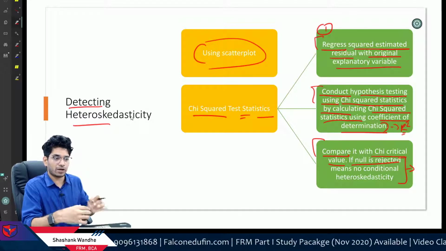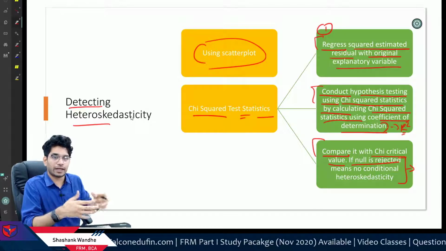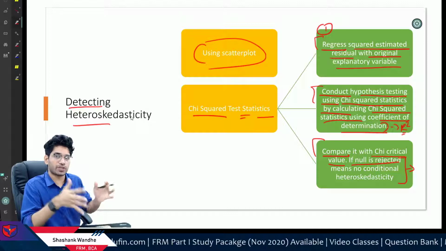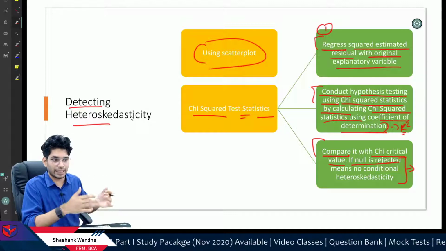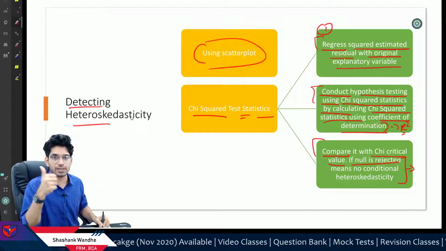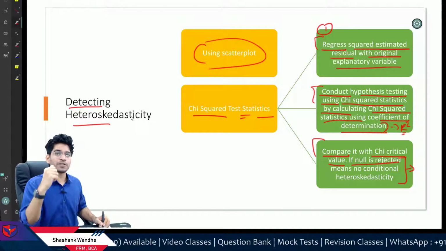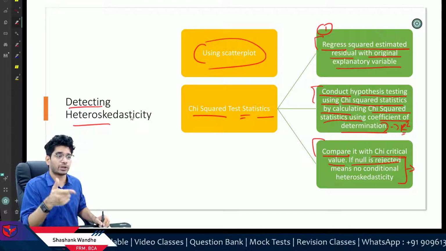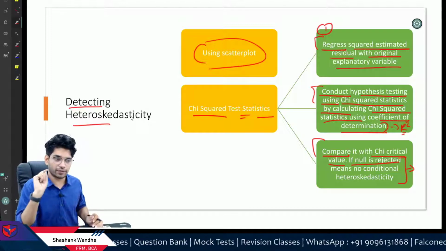This particular part cannot be discussed in this manner. If you want to get the proper idea, you have to see it happening practically, and that is not testable in your exam. That's why I am giving you the simple statements. You have to remember, first you have to estimate. Just try to remember it with me. First, you have to regress the residuals from your original model on the original explanatory variables. This is the first step.